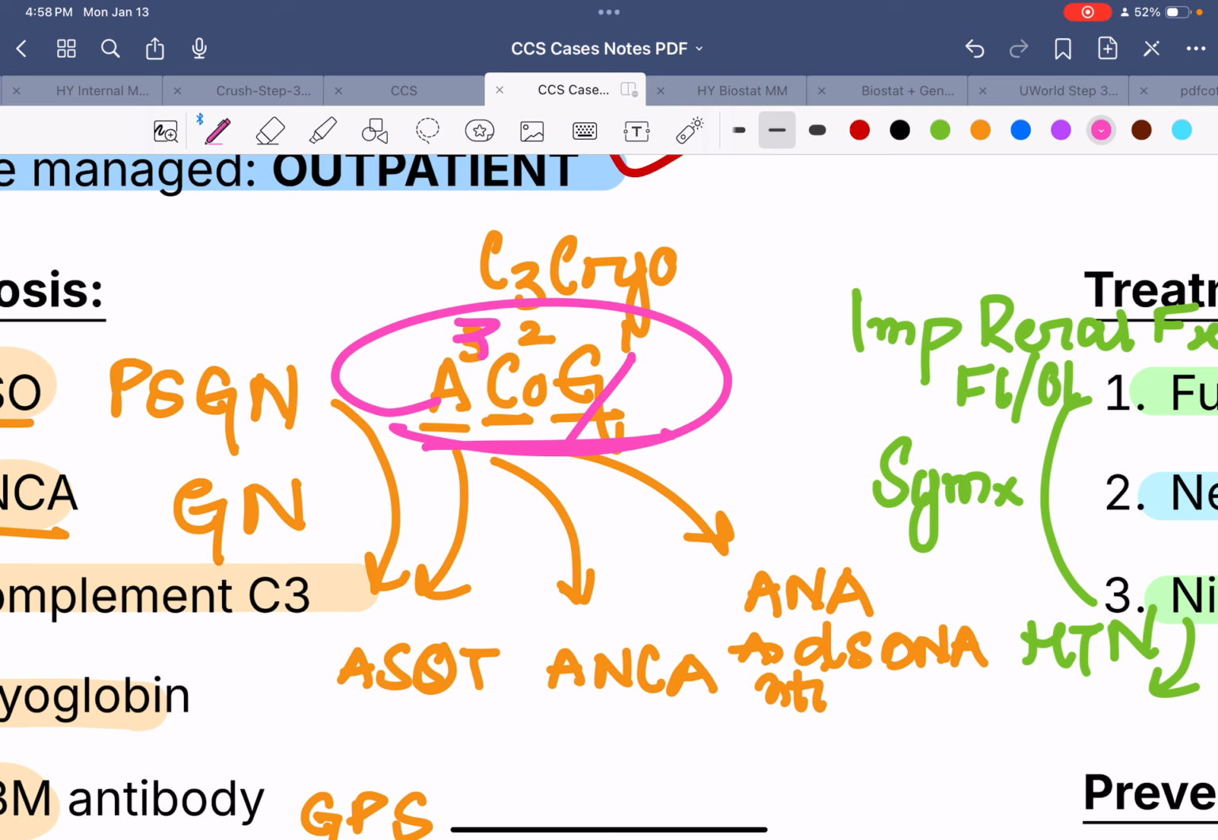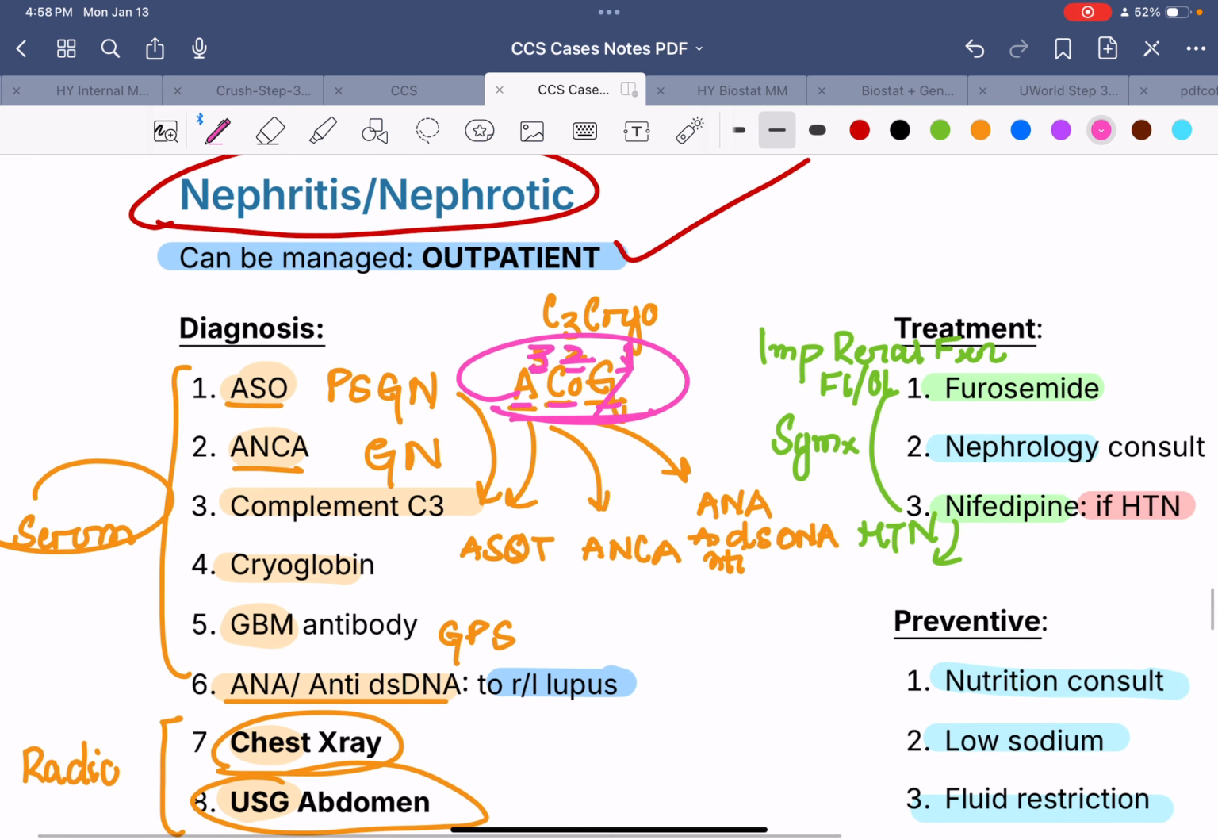So A3, C2 and G1. So we're going to go 3, 2, 1, A, C, G, right? So for A, what are the most important causes of nephritic syndrome if you are to think? So first of all, it would be PSGN, post streptococcal glomerulonephritis. For it, we can do the A, ASO titers, right?